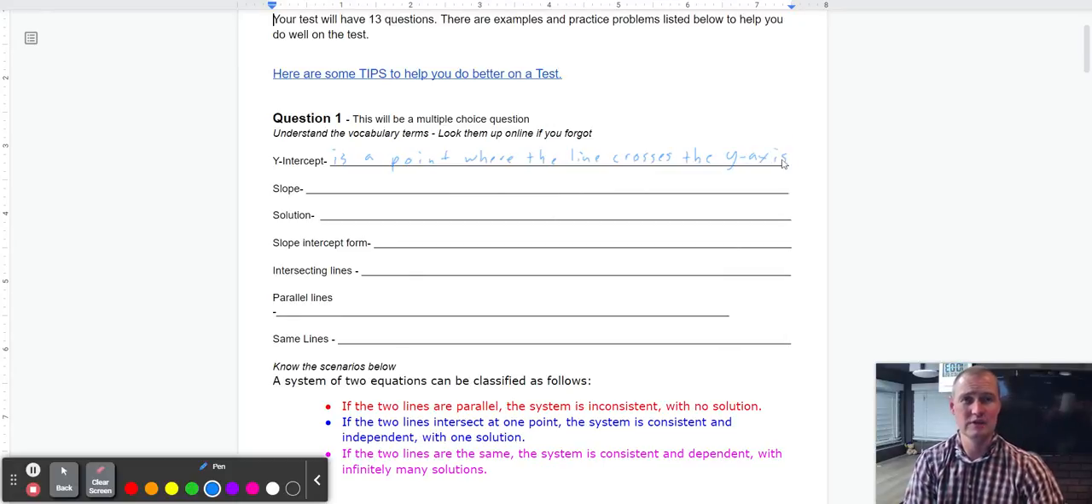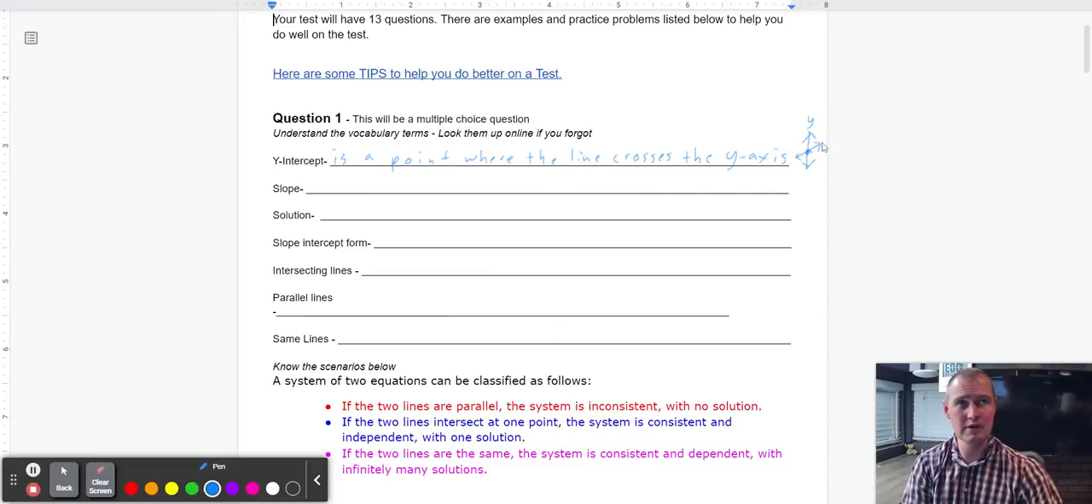That's all it is. Remember, the y-axis is the line on a coordinate plane that goes up and down, as denoted by y. So when that line crosses, say like that, it's going to cross right there on the y-axis. All right, cool.